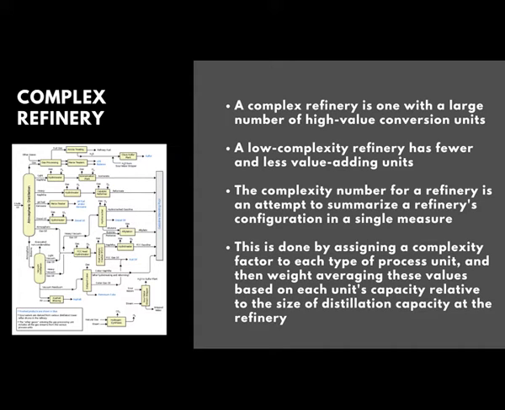The complexity number for a refinery is an attempt to summarize a refinery's configuration in a single measure. This is done by assigning a complexity factor to each type of process unit and then weight averaging these values based on each unit's capacity related to the size of the distillation capacity at the refinery. In short, arriving at the complexity number is the simplest way to spell out the complexity of a refinery.